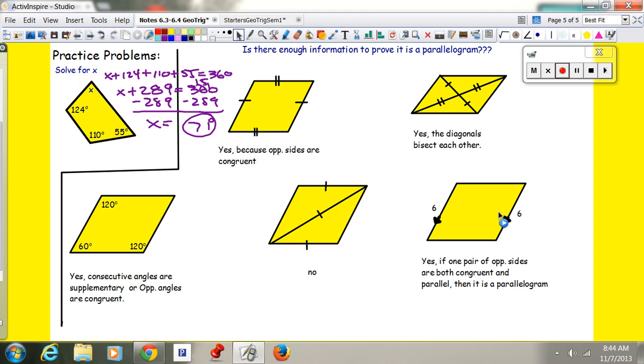All right, there are your 6.3 and 6.4 notes. That's all we have for those. Pretty short, like I said.